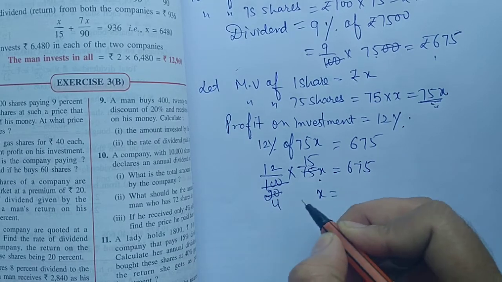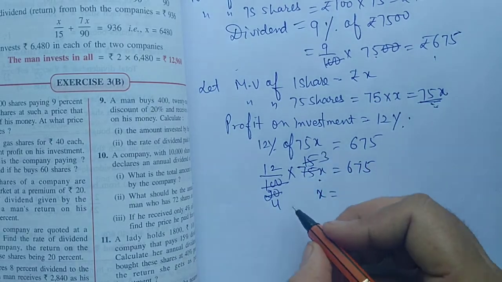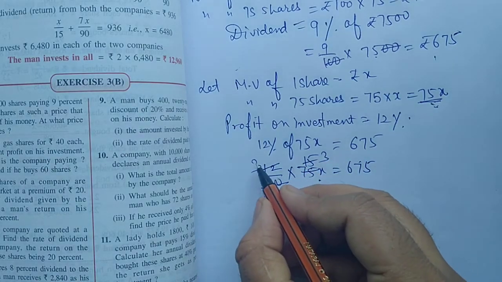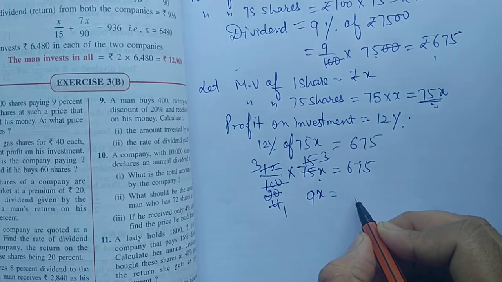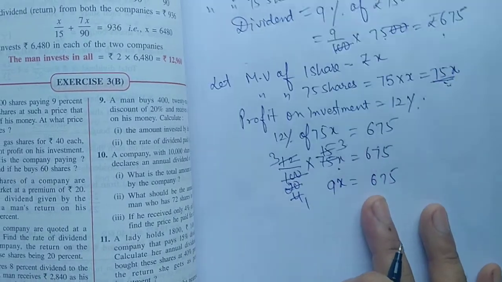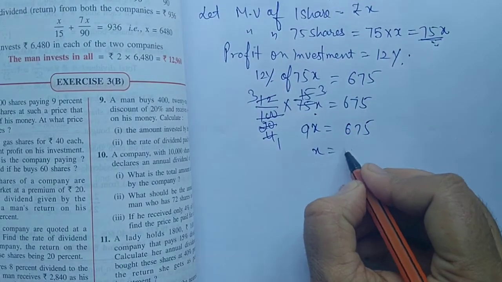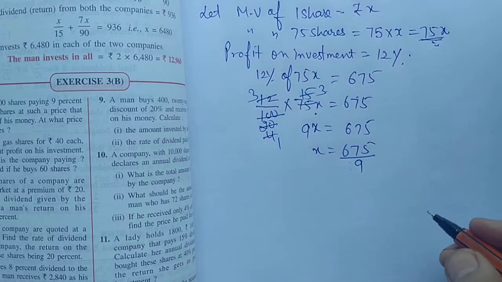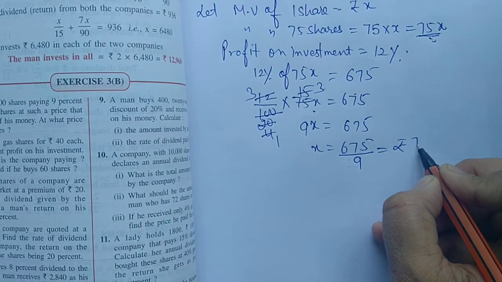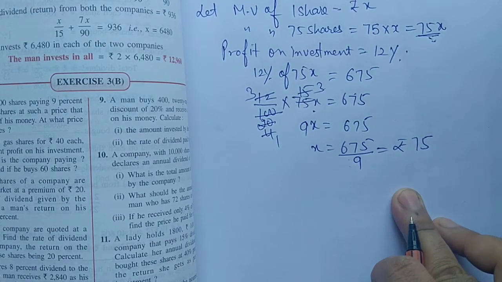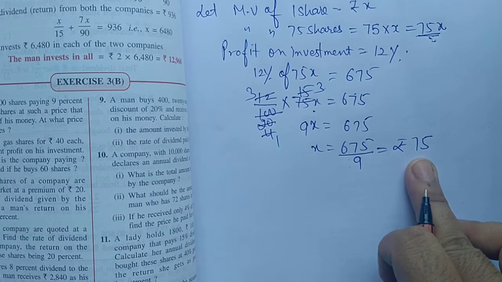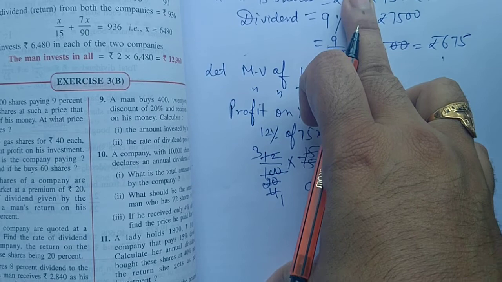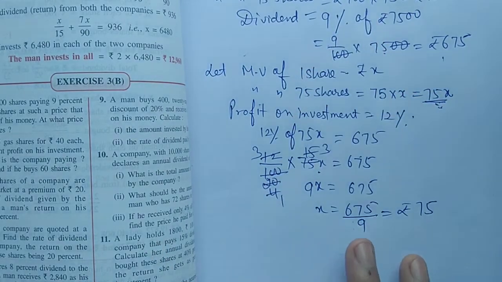with 5. 5 4s are 20, 5 3s are 15, then 4 1s are 4, 4 3s are 12, so 3 3s are 9. 9X is equal to 675, then X is equal to 675 upon 9. So divide this, we will get rupees 75. So he invested rupees 75 on one share, but the nominal value was 100. So I think this concept is clear to you.